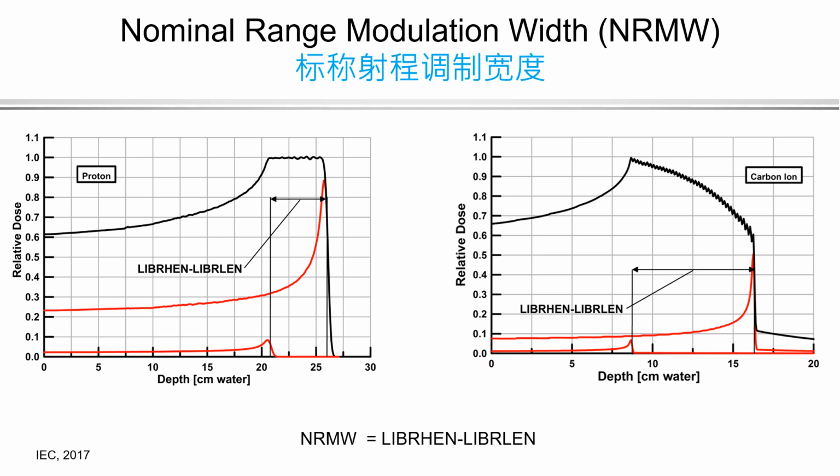The International Electrotechnical Commission confronted the numerical parameterization problem by defining, for range modulated portals, the nominal range modulation width, or NRMW, as simply the difference in light ion beam ranges for the highest and lowest energy per nucleon components, as given in the equation shown at the bottom of the screen, where LIBRHEN is the light ion beam range for the highest energy per nucleon component, and LIBRLEN is the light ion beam range for the lowest energy per nucleon component.